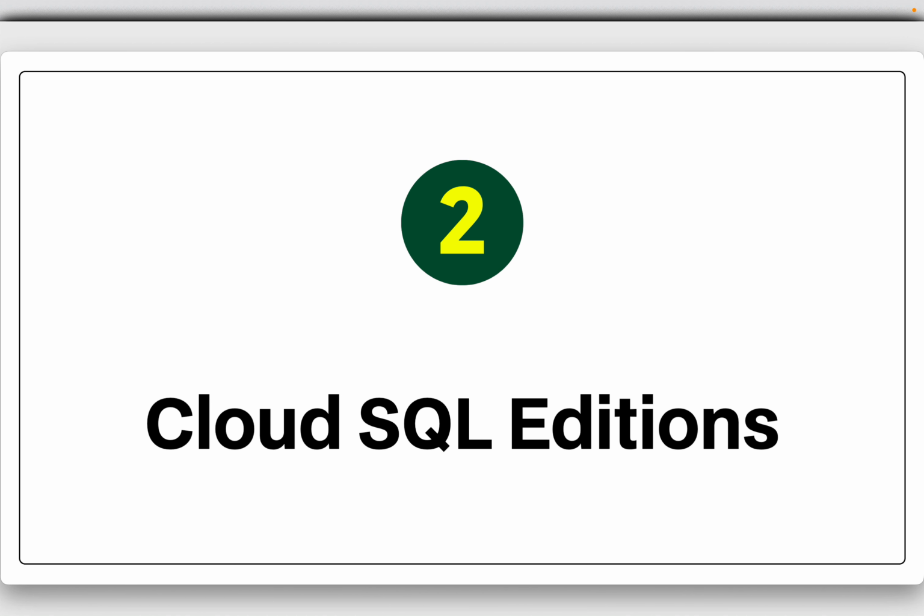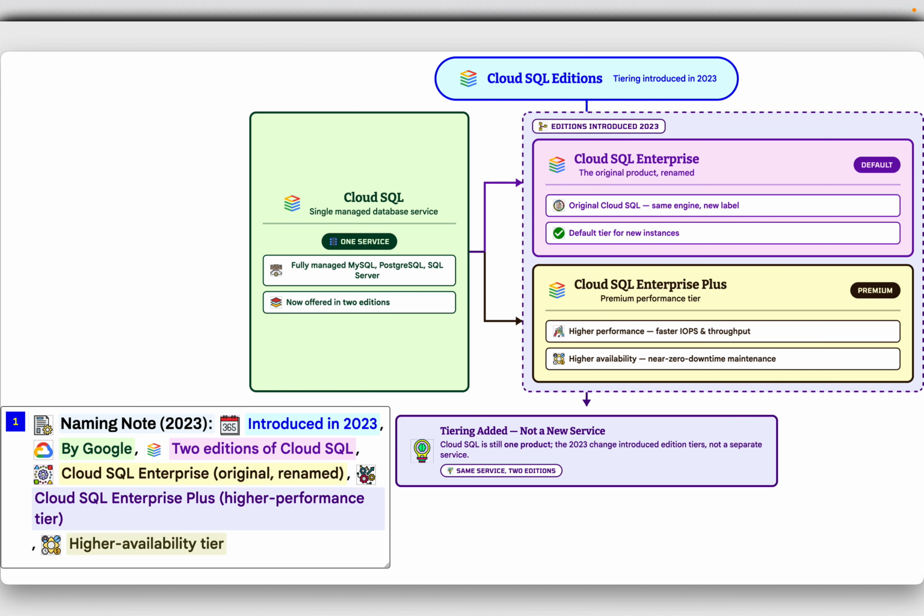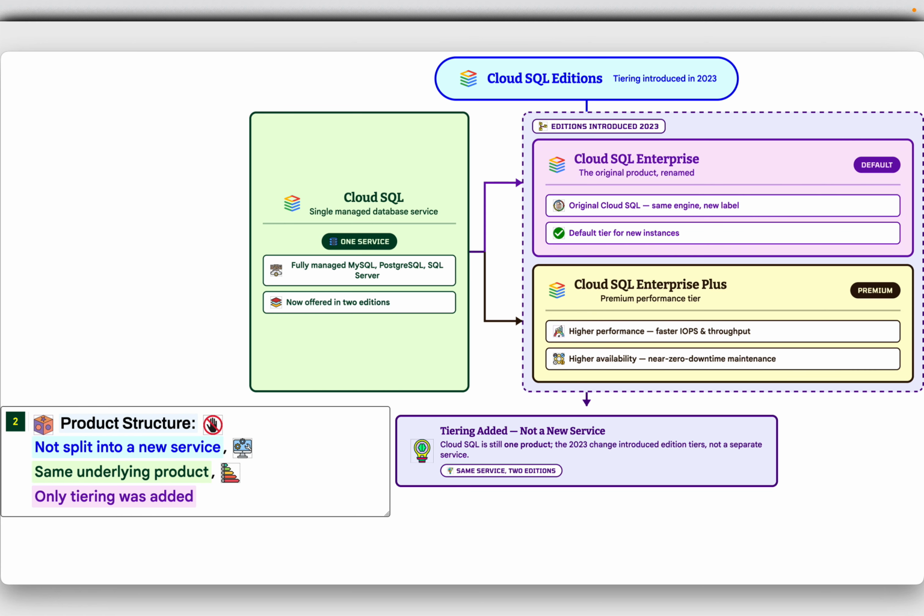Second topic, Cloud SQL editions. A naming note worth remembering, in 2023, Google introduced two editions of Cloud SQL. Cloud SQL Enterprise, the original product, renamed, and Cloud SQL Enterprise Plus, a higher performance, higher availability tier. The product itself was not split into a new service, only the tiering was added.